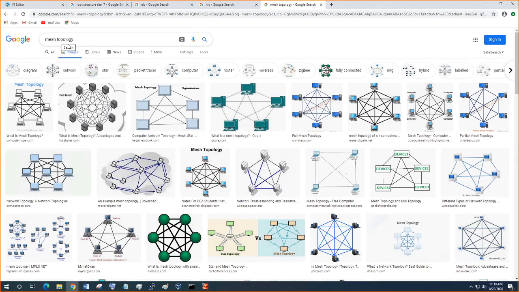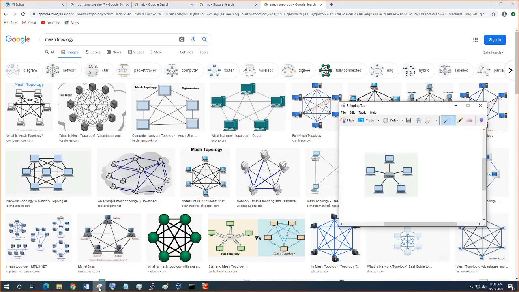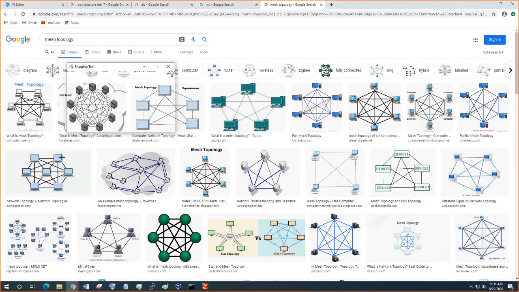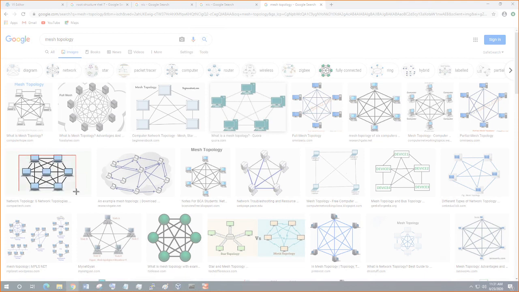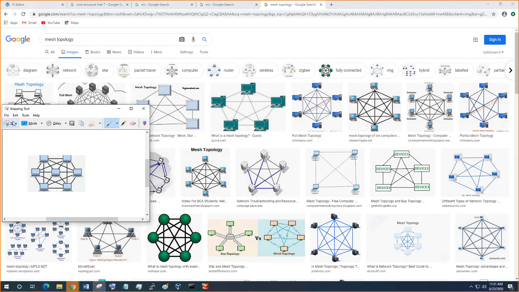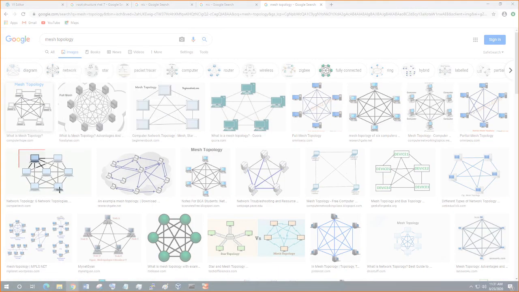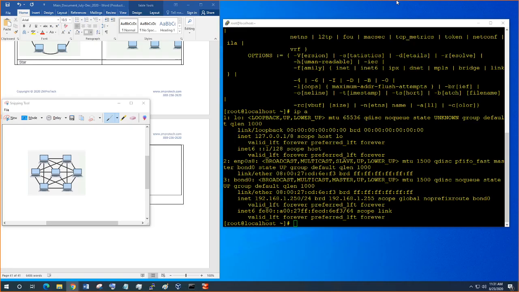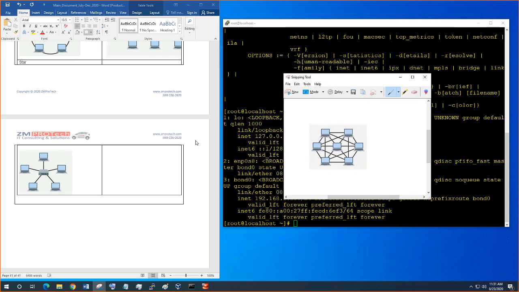Okay, so take a look at the picture here, and it's just like a mesh. If one of them goes down, no problem. Everything else will still be there. Okay, and this is the mesh.